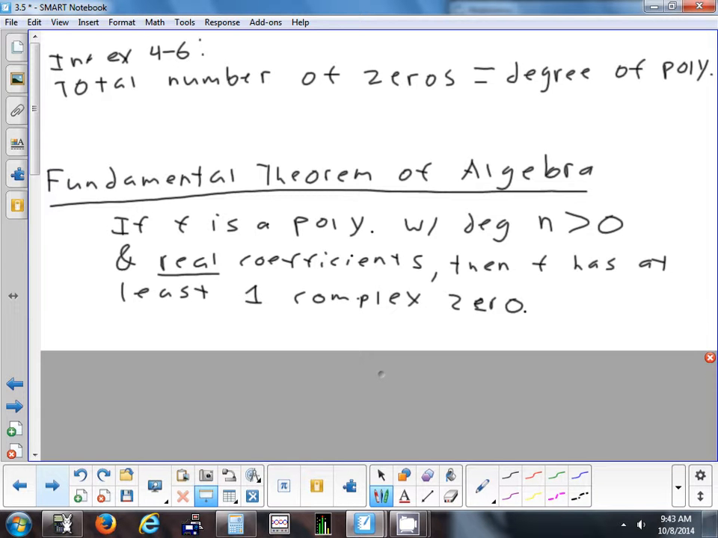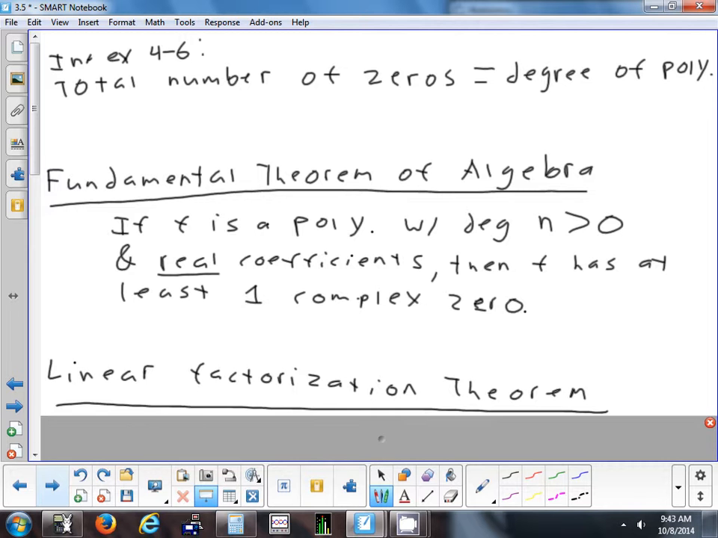Okay, and the formal way to talk about these are 2 different theorems. The first one is the fundamental theorem of algebra, which says if you have a polynomial with a degree greater than 0 and you have real coefficients, then your polynomial is guaranteed to have at least 1 complex 0. And remember, when they use the word complex here, 3 is considered a complex number. It's just a complex number with no imaginary part.